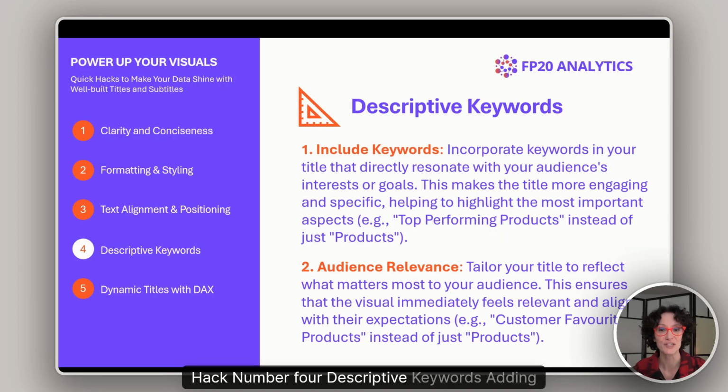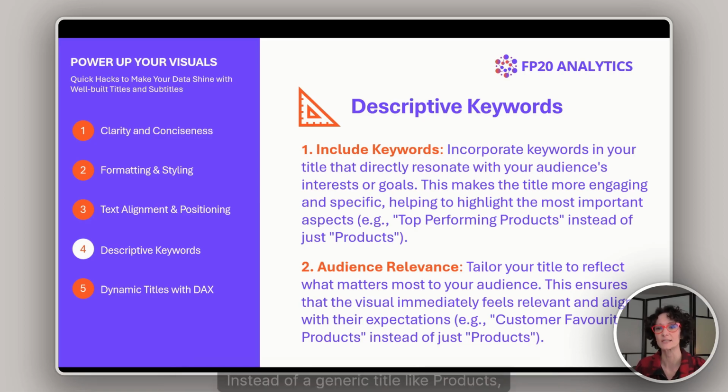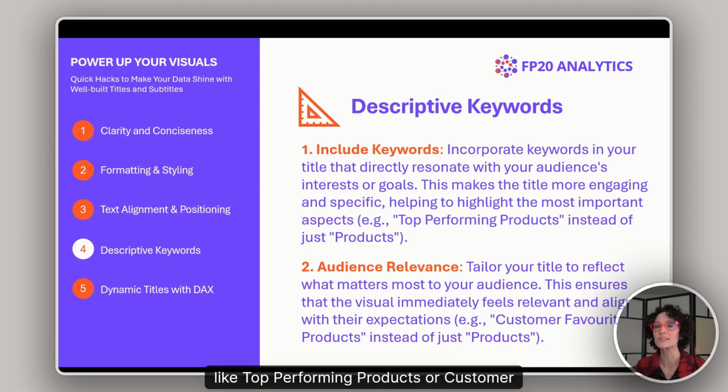Hack number 4, descriptive keywords. Adding keywords to your title makes them more engaging and relevant. Instead of a generic title like products, try something specific like top performing products or customer favorites. This helps highlight what's most important to your audience. Let's take a look at a couple examples in Power BI.